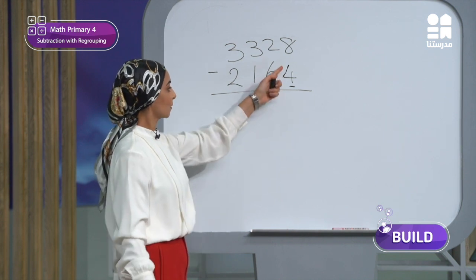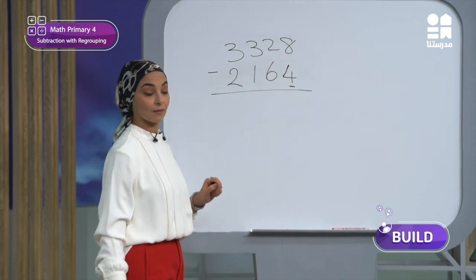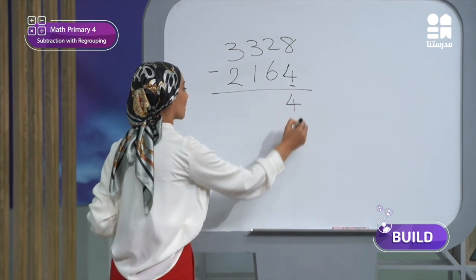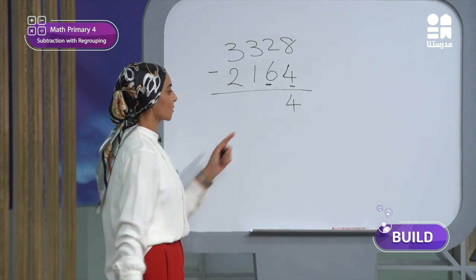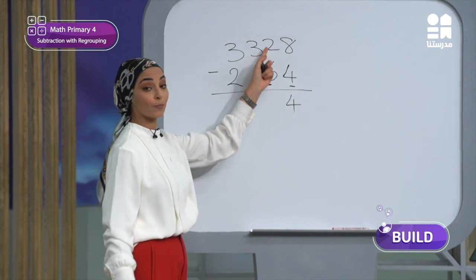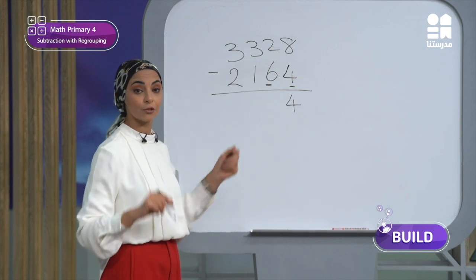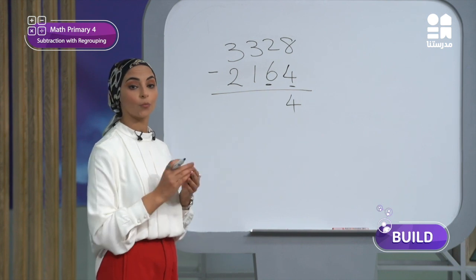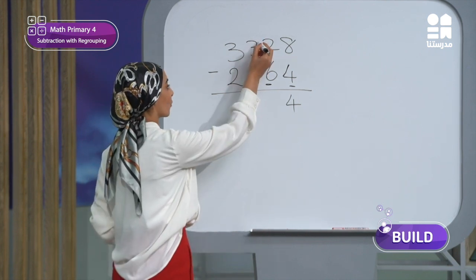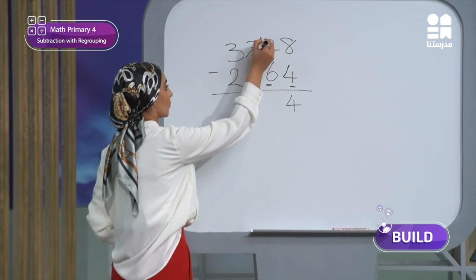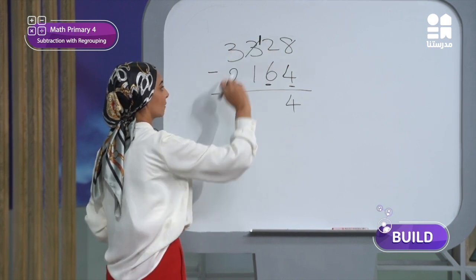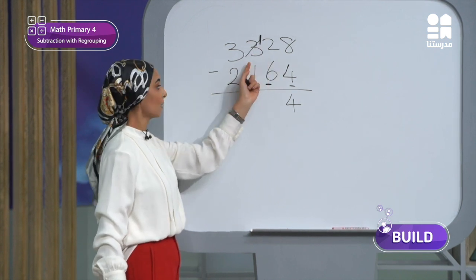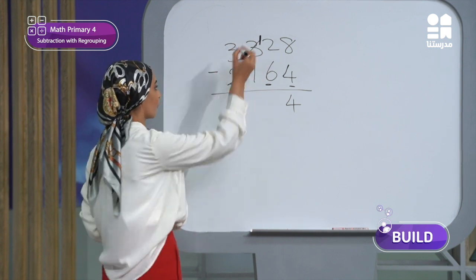Can I subtract 4 from 8? Yes, I can take 4 from 8. 8 minus 4 gives me 4. Then I move to the tens. Can I subtract 6 from 2? Of course, no. So here I will need regrouping. What should I do? I will take 1 from the 100. I put it as 10 tens, right? So this 2 will be 12 and 300 will be 200.